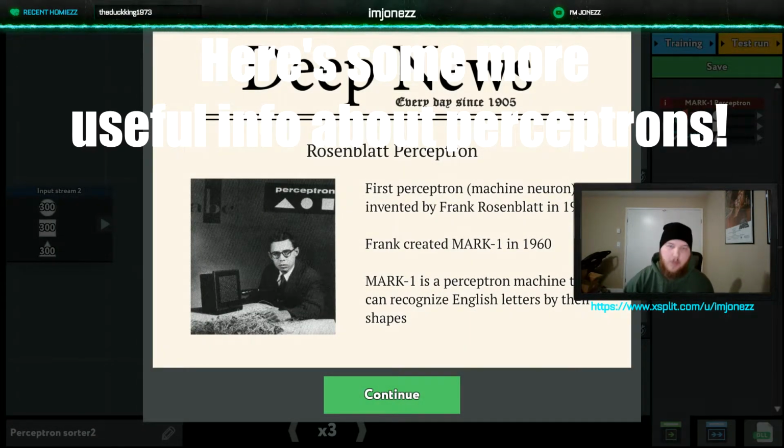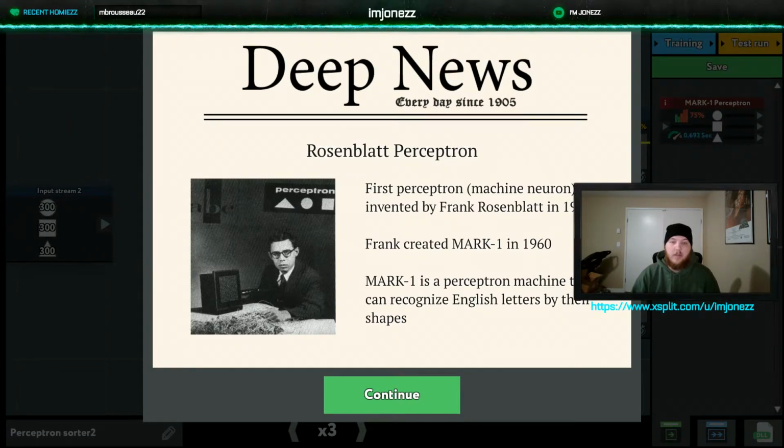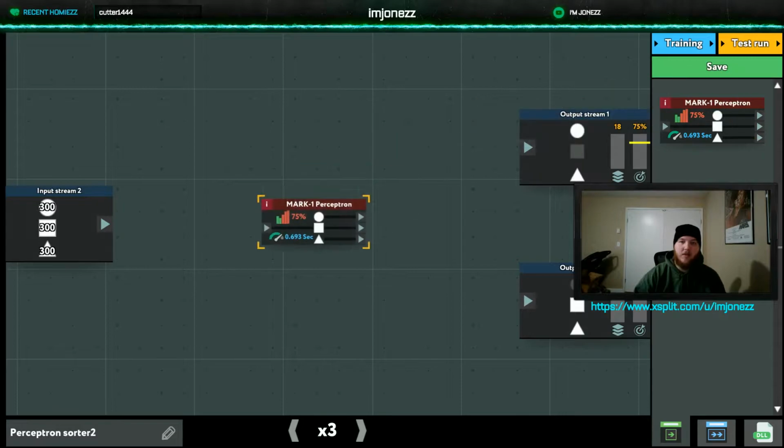The Rosenblatt Perceptron. The first Perceptron was invented by Frank Rosenblatt in 1957. You'll notice it's before the decision tree in 1966. Frank created Mark 1 in 1960. Mark 1 is a perceptron machine that can recognize English letters by their shapes. So handwritten letters. Let's do this.